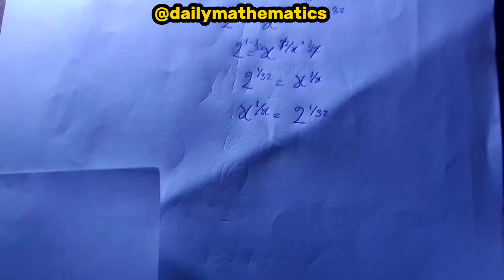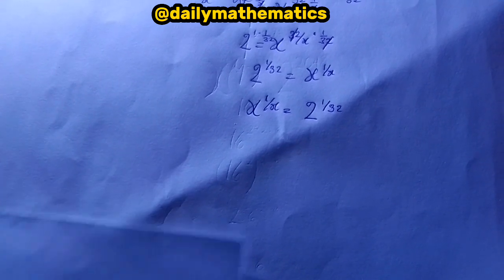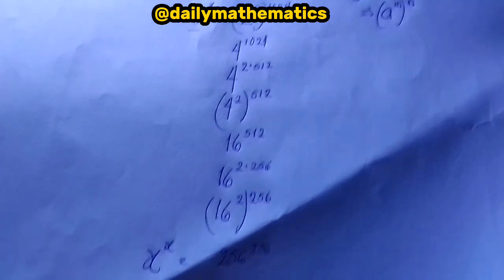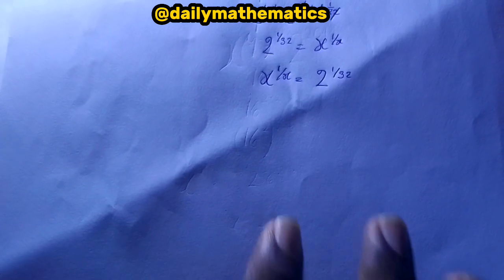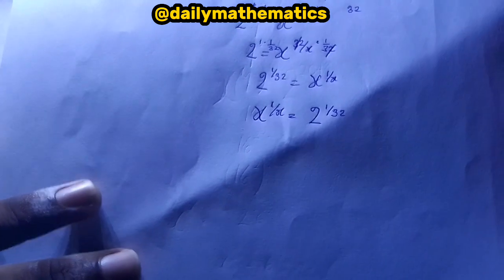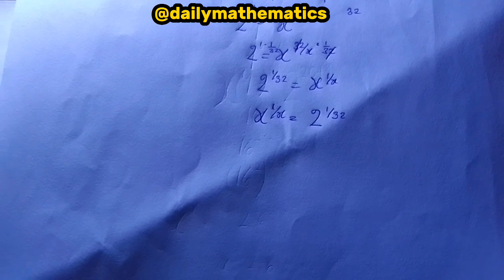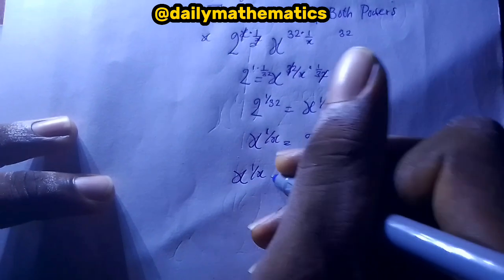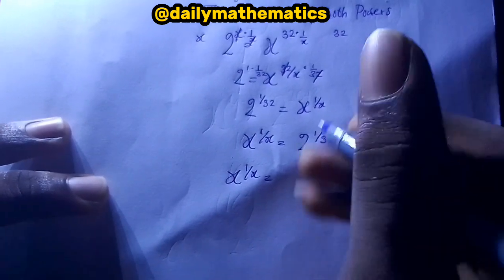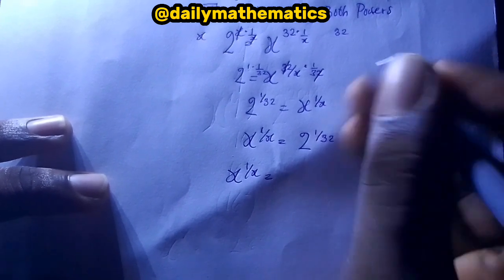So with what we did in the last one, I think you know where we're going from here, right? The other time we had x raised to the power of x equals 256 raised to the power of 256. So here we have x raised to the power of 1 over x. The number we want to have now is a number raised to the power of 1 over itself. That's what we want to have, and then we equate it and we're good, right? So we have x raised to the power of 1 over x equals 2 raised to the power of 1 over 32. How do we now look at the power?